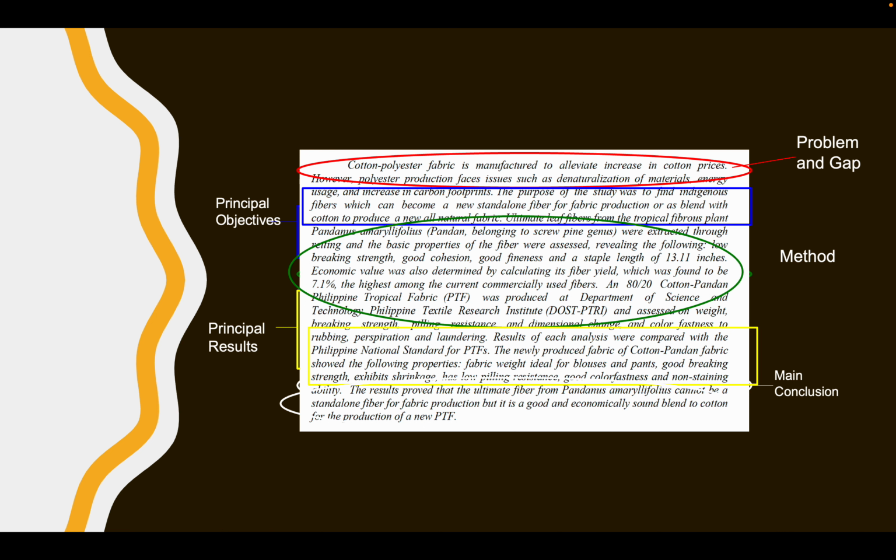current commercially used fibers. An 80 to 20 cotton pandan Philippine tropical fabric was produced at Department of Science and Technology, Philippine Textile Research Institute, and assessed on weight, breaking strength, piling resistant, and dimensional change, and color, fastness to rubbing, perspiration, and laundering. Okay, motoy method.